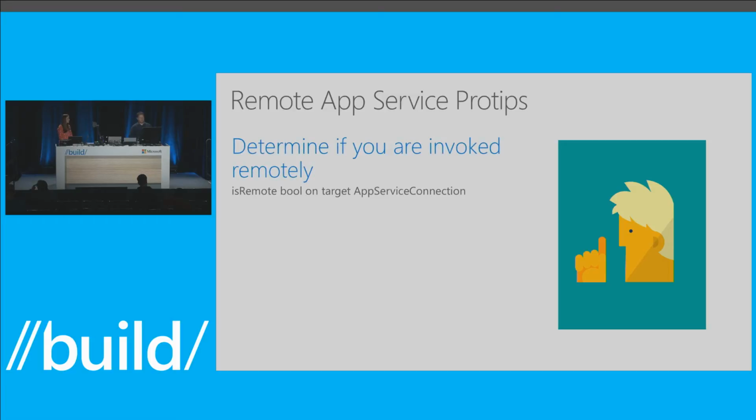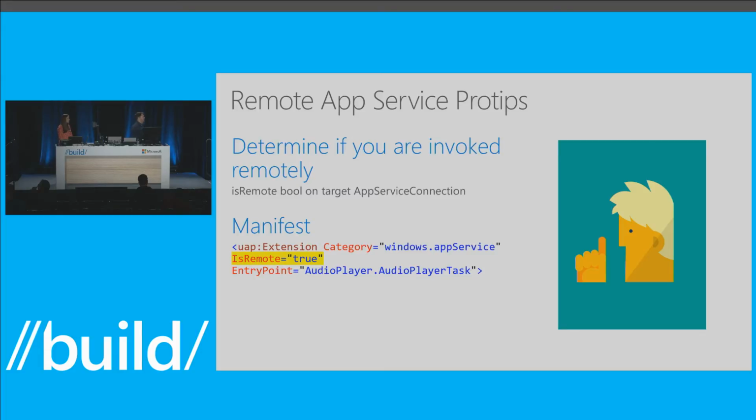A couple other notes about remote app services, things that we've added to the existing app service APIs. There's an isRemote property that we've added to the app service connection, so you can determine if you're being invoked remotely if you produce an app service. Also, if you're producing an app service, it's important to add this isRemote parameter into your manifest when you're declaring your app service. This tells us that this app service is reachable from remote applications.